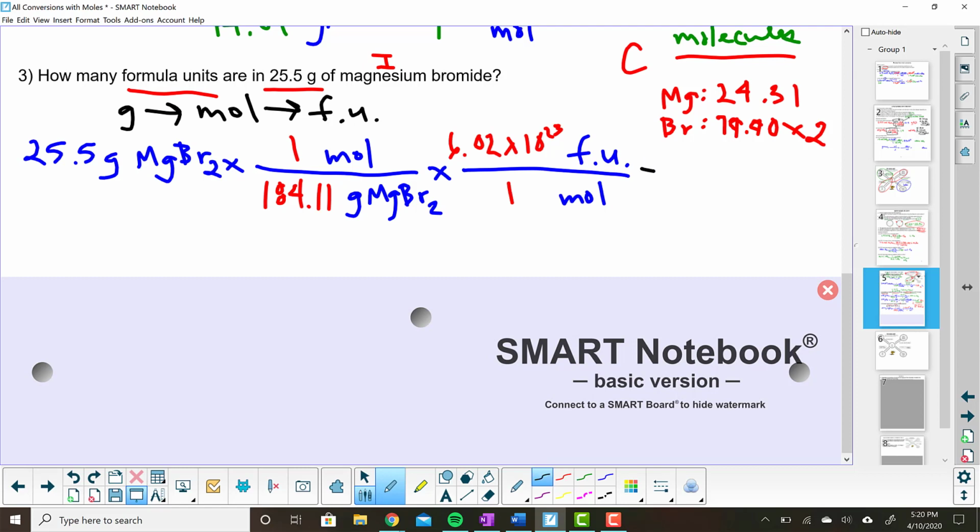Now, I need to solve. So I multiply across the top, take that number, divide it by the molar mass that we found, 184.11, and you get 8.34 times 10 to the 22nd formula units of magnesium bromide.